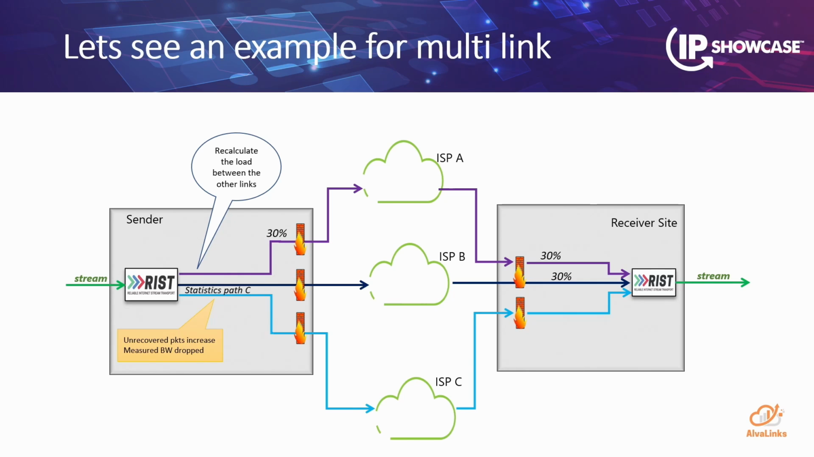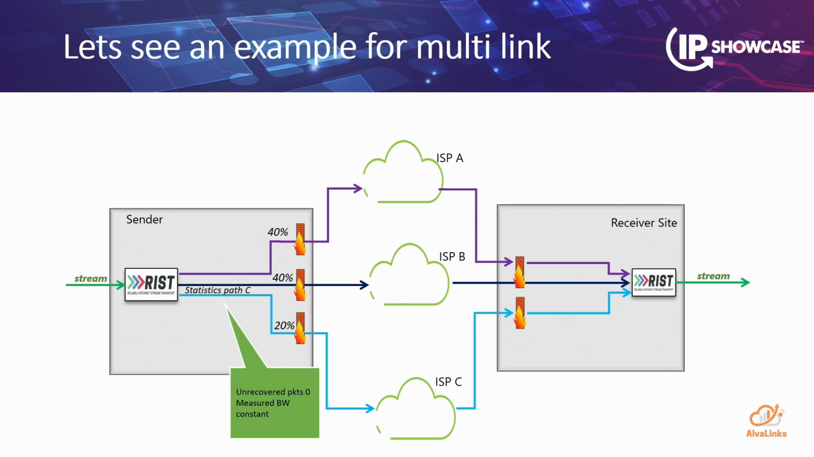We will change the ratio, and now the system decides, based on the information, to change that. Send 20% on link C, and increase link B and link A to have more bandwidth because they show a good solution, no problem, and everything is well. So we fixed the problem. We recalculated the load and we fixed the problem.